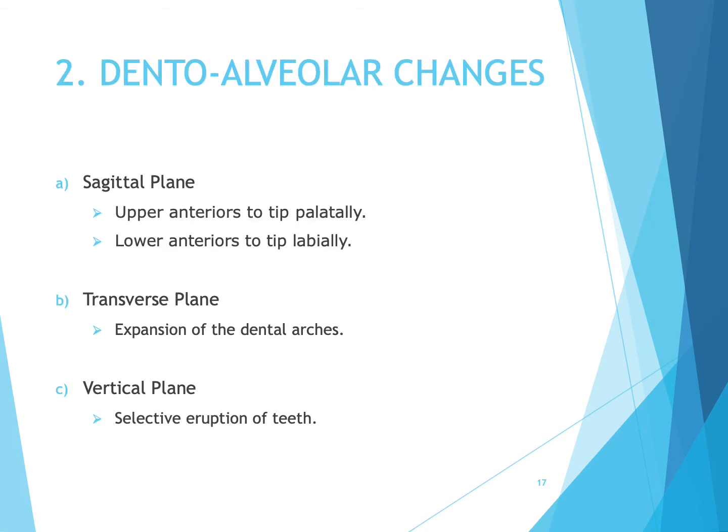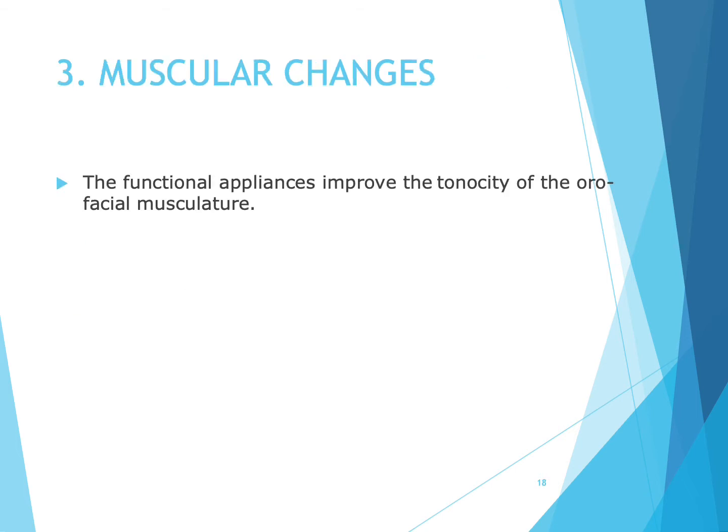For the dentoalveolar changes, they can bring changes in three planes: the sagittal plane, transverse plane, and vertical plane. Most functional appliances allow the upper anteriors to tip palatally and the lower anteriors to tip labially. In the transverse direction, they can bring about expansion of the dental arches by incorporating screws in them and by shielding the buccal muscles away from the dental arch. In the vertical plane, they can be designed to allow selective eruption of teeth. For the muscular changes, the functional appliances can improve the tonicity of the orofacial musculature.